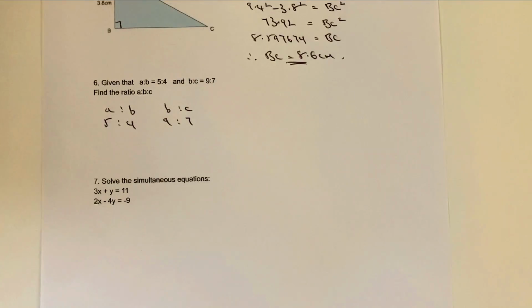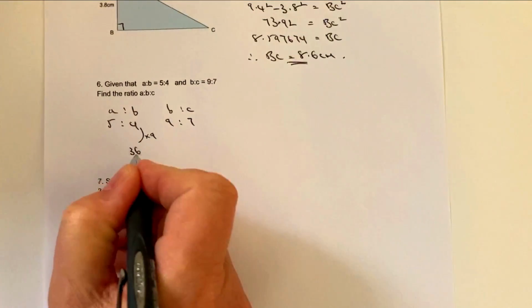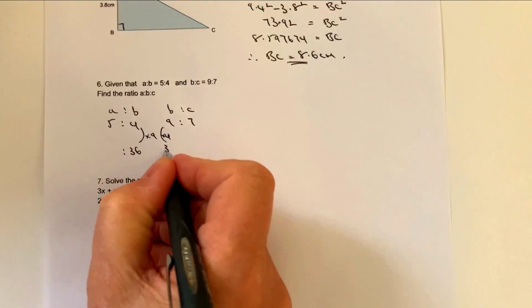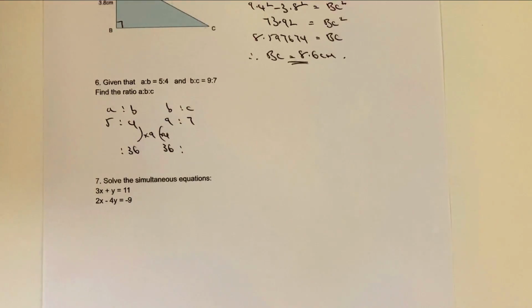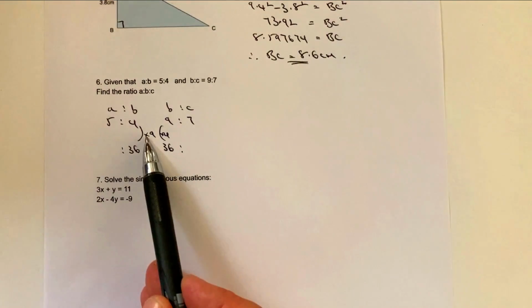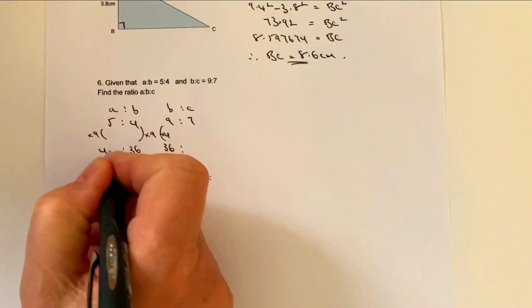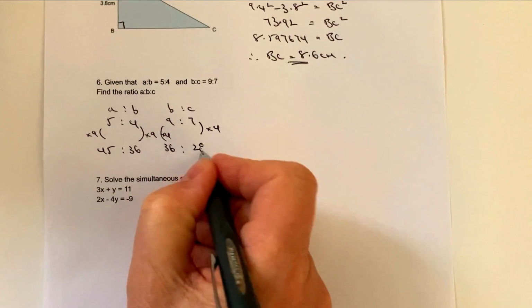So what I'm going to do is make them both 36, because I can say 4 times 9 is 36, and 9 times 4 is 36. So we've got them both the same. The only issue then is we have to multiply the other sides, in this particular case by 9. So that's going to be 45. And we're going to multiply that side by 4, which is 28.